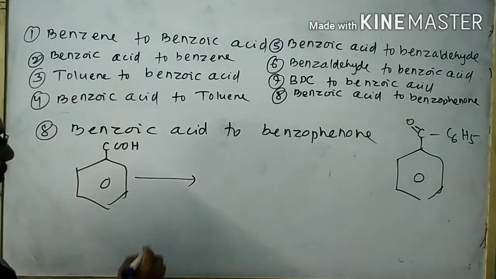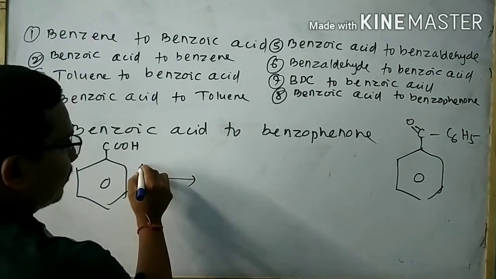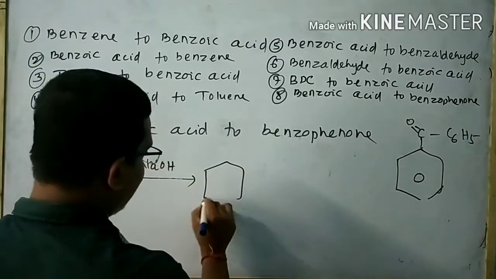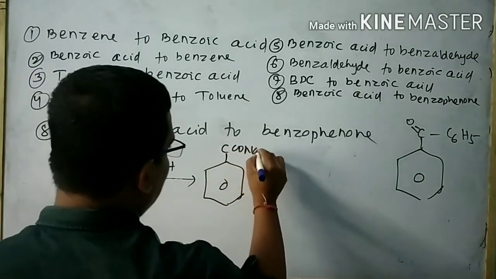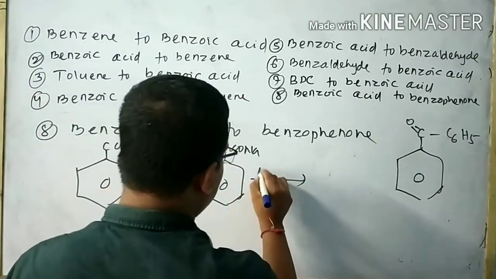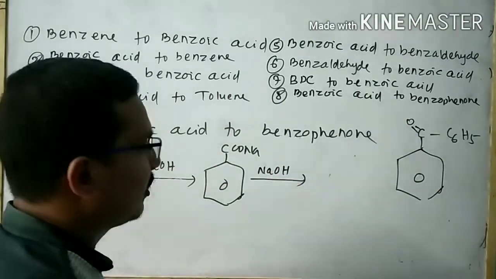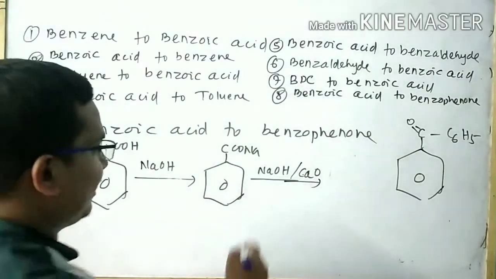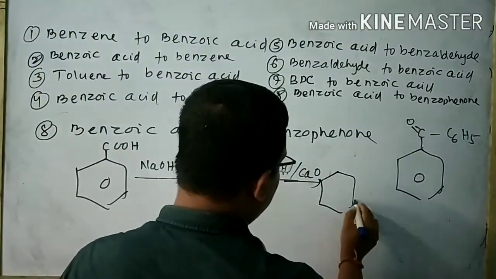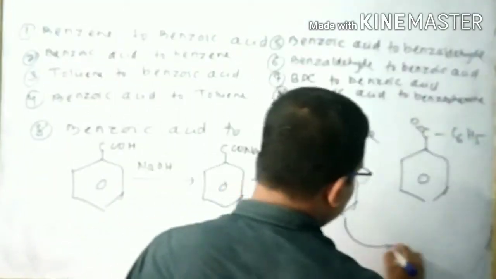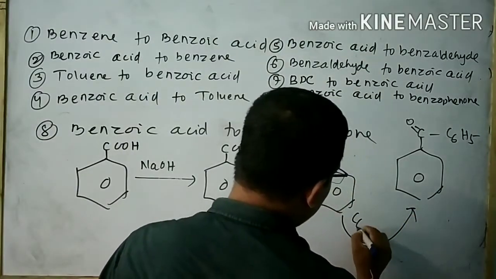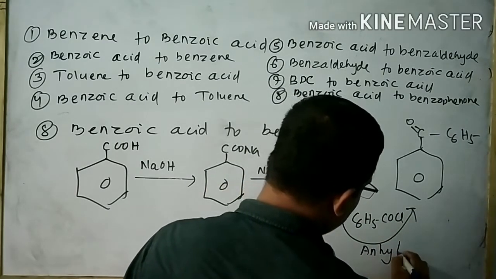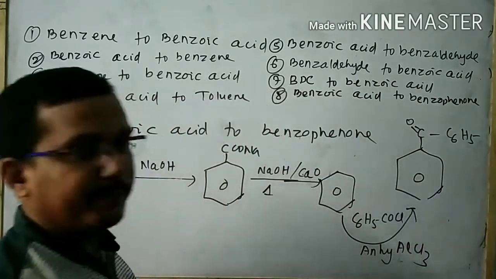Benzoic acid is subjected to reaction with sodium hydroxide. Sodium salt of benzoic acid is formed. Now, sodium salt of benzoic acid is subjected to reaction with sodium hydroxide in the presence of calcium oxide. Then benzene is formed. Now, benzene is subjected to reaction with C6H5COCl in the presence of anhydrous AlCl3. Then benzophenone is formed.